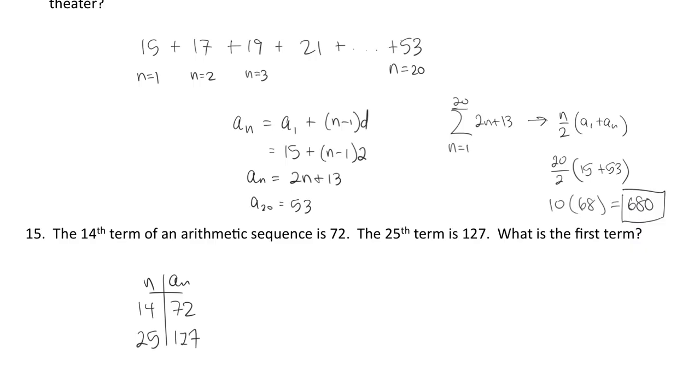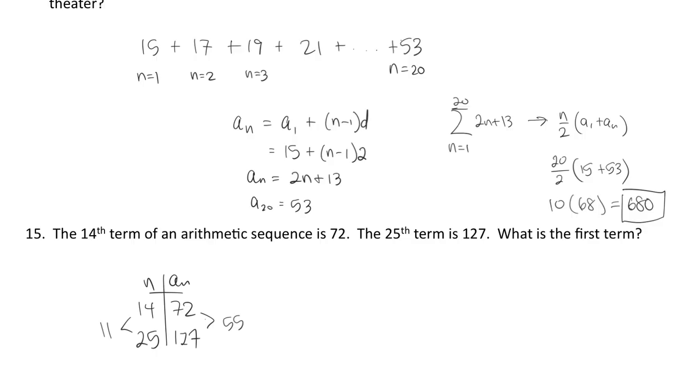So since this is an arithmetic sequence, we know that there's a common difference. And if you recall from chapter 7, which was in unit 3, a common difference is like a constant rate of change, a slope. A slope is the difference in y values divided by the difference in x values. So the difference in our term values, a sub n, is 127 minus 72. So that difference is 55. And then the difference in term values is 25 minus 14, meaning the number of terms. So from the 14th term to the 25th term is 11 terms.